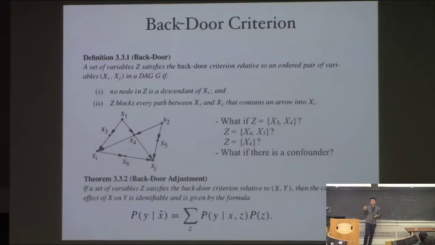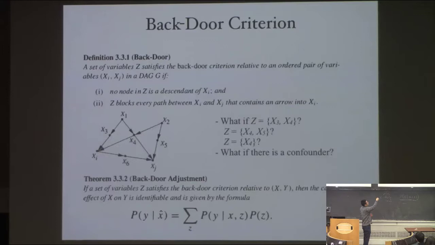What's the backdoor criterion? It's very intuitive over here. We say Z satisfies the backdoor criterion relative to X_i, X_j if those two conditions hold true. First of all, no node in Z is a descendant of X_i. Okay, so no variable of Z could be here.